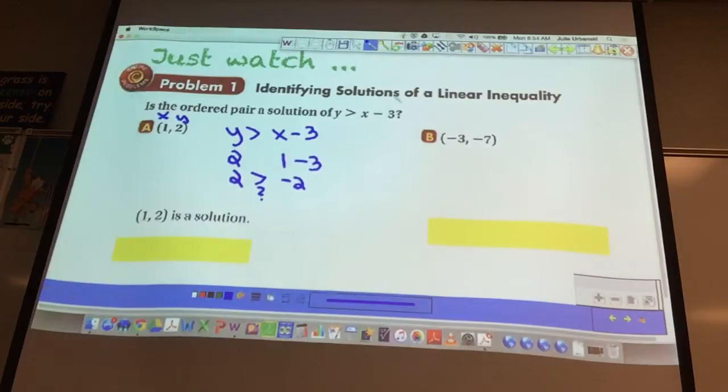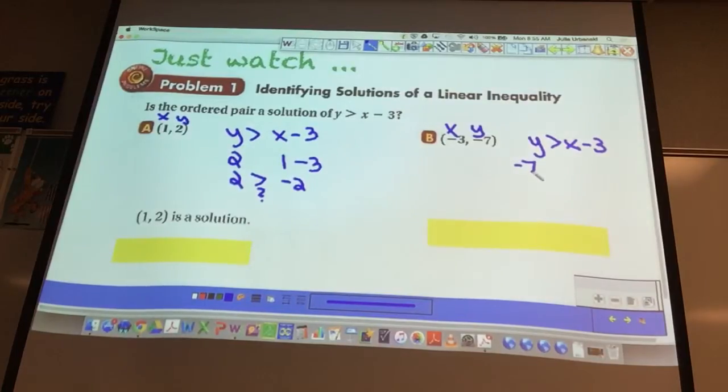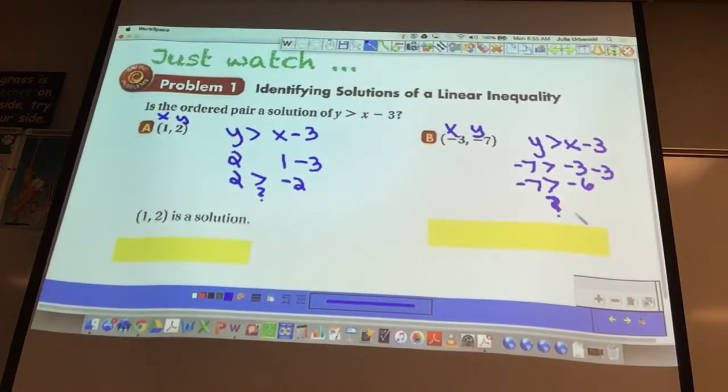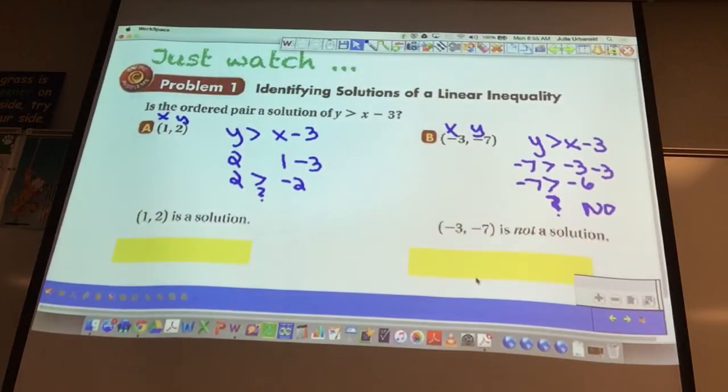All right, for this one, we still have to try y is greater than x minus 3, but this is x, this is y. So, y is negative 7. Is that greater than negative 3 minus 3, which is negative 6? Is negative 7 greater than that? Would you rather have negative $7 or negative 6? Would you rather owe $7 or owe $6? Would rather owe $6. So negative 7 is actually smaller than negative 6. It's going left on the number line. So no, it's not a solution.